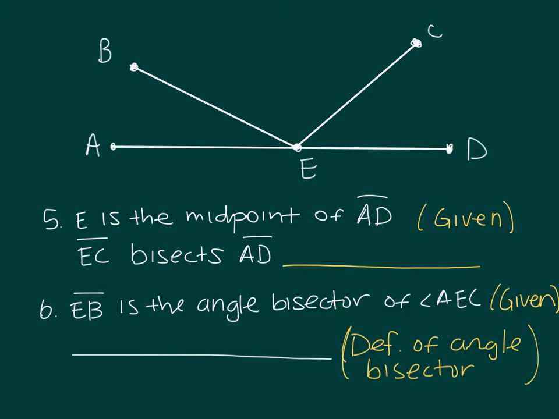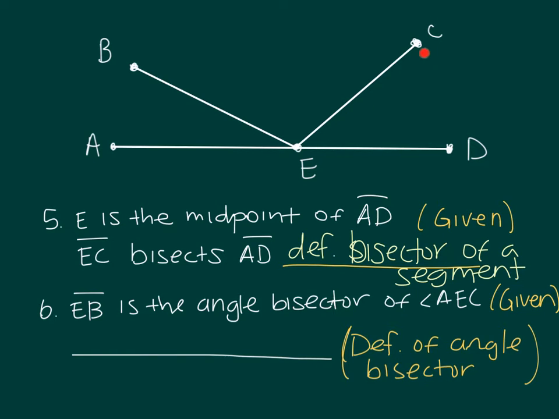So if we look here, E is the midpoint of AD, that's given to us, and we want to know why EC bisects AD. So if E is the midpoint, we can look here and say by definition of a bisector of a segment, or a segment bisector. So that means that this line right here is going to bisect AD, so these two are congruent.